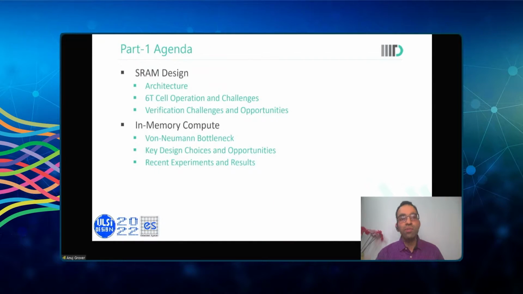So what are we going to look at today? In the beginning, we will look at SRAM design, the architecture, 6T cell operation, and verification challenges and opportunities. And then, as I mentioned, one of my recent and key interests is in-memory compute. We'll also look at some details of what in-memory compute means, what the von Neumann bottleneck means, then the key design choices, and recent experiments and results from across the world will also be summarized towards the end.